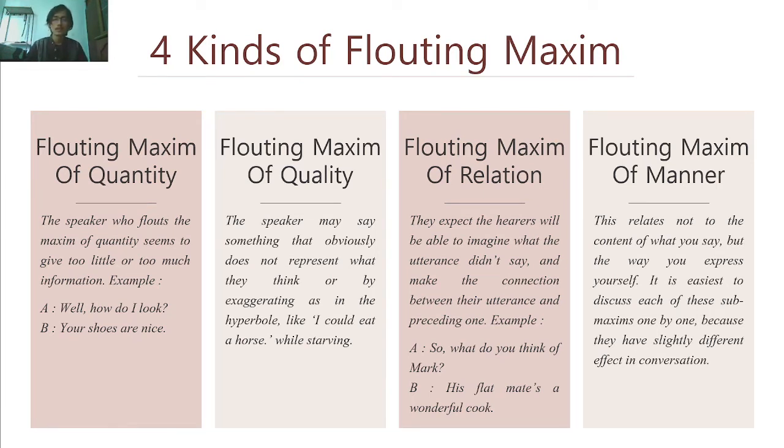In floating maxim, there are 4 kinds of it. The first one is floating maxim of quantity. The speaker who floats the maxim of quantity seems to give too little or too much information.